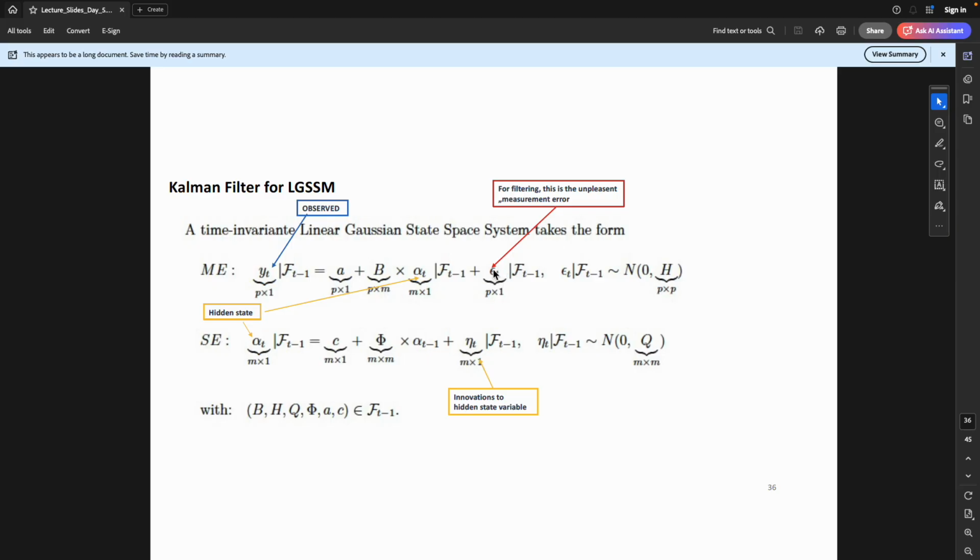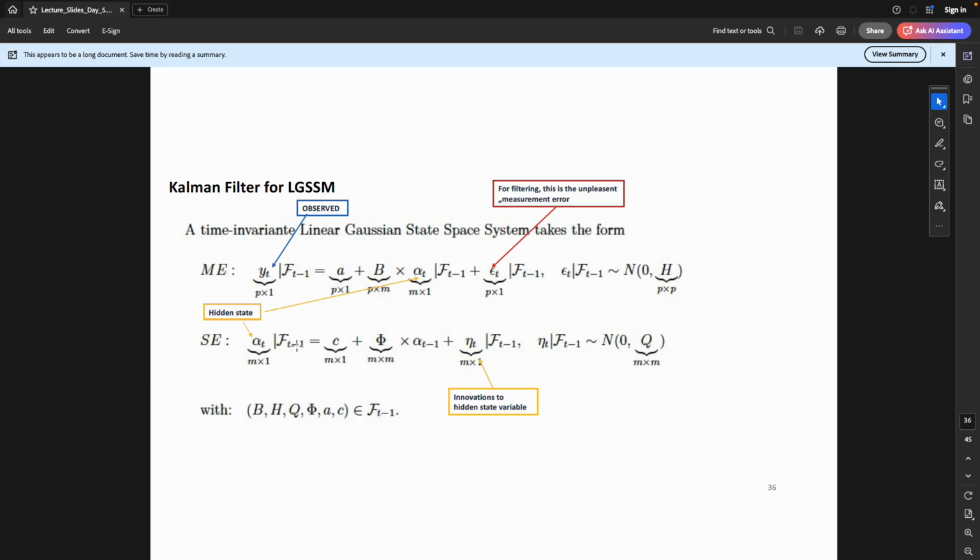Because if epsilon was not there, we had a perfect sensor, and I could simply solve for alpha by saying alpha equals y minus a divided by b. Yeah? But it's exactly that epsilon that I can't do that, and the Kalman filter will provide us with a minimum variance linear unbiased estimator for the alpha.